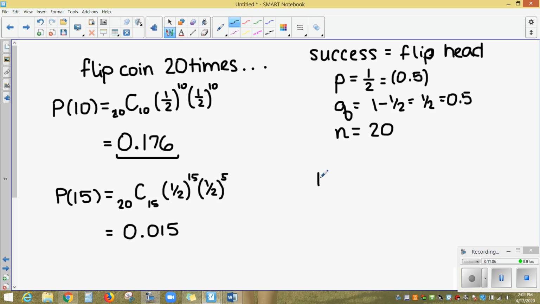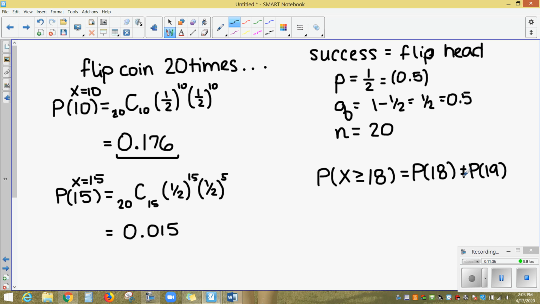Now maybe I'm asked, I need to write x equals 10. Sorry, I'm getting sloppy because I'm in a hurry. Maybe I want to know the probability that I flip at least 18 heads. That means I get to do the formula 3 times. I need to find the probability that I'm going to flip 18 heads, the probability that I flip 19 heads, that's a plus sign, and the probability that I flip 20 heads. So I get to use this formula 3 times and then add those probabilities together.